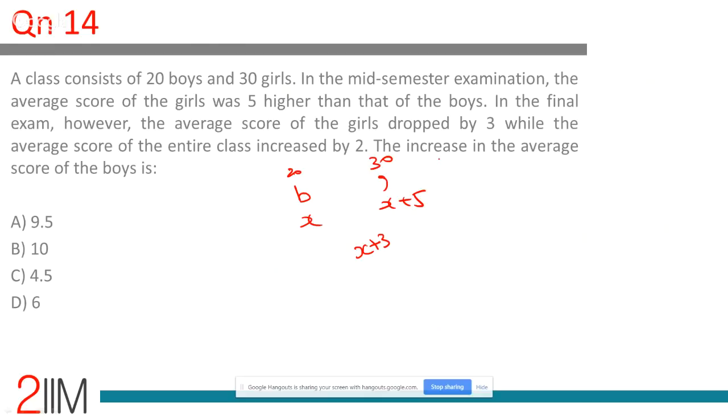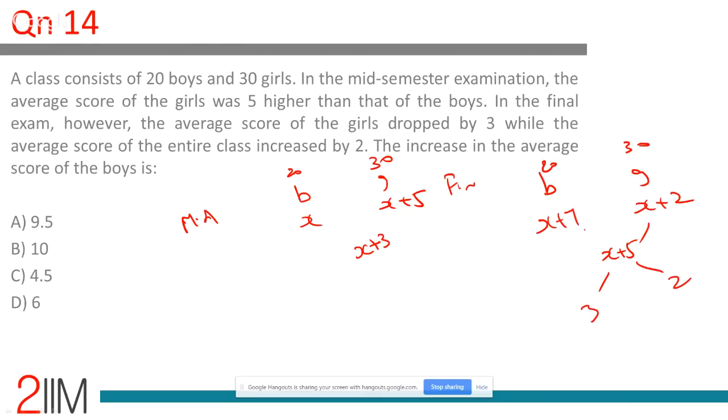This is the midterm. So in the final exam, you have boys and girls, same 20 and 30. The average score of the girls dropped by 3, so the girls become x plus 2. While the average score of the entire class increased by 2, this becomes x plus 5. So the boys should be higher, should have been x plus 7. This difference is 3, this difference should have been 2. The increase in the average score of the boys is 7. What's wrong here?